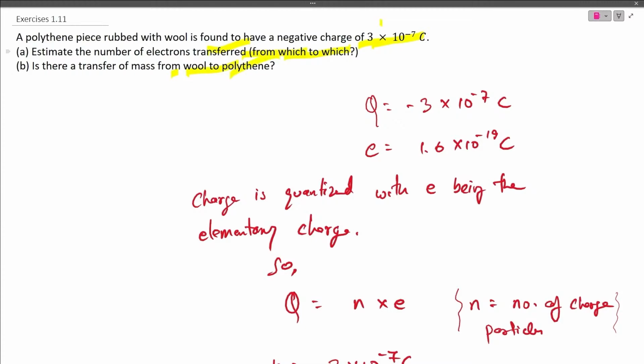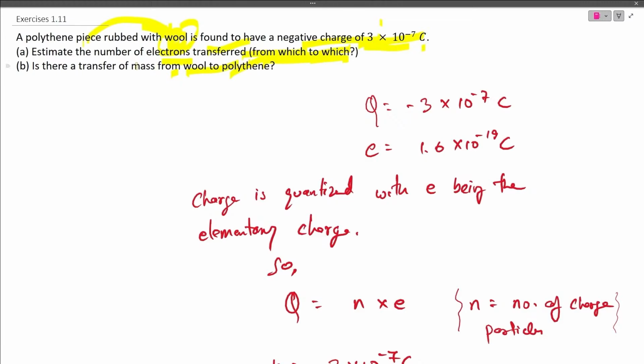So we see that when polythene piece was rubbed with wool, it gained negative charge, that is the electrons from wool transferred to the polythene piece. So this part of the question is: estimate the number of electrons transferred from which to which. We already know that if polythene becomes negatively charged, then the wool must lose those electrons to give polythene the extra electrons, thus it became negatively charged with the magnitude of 3 × 10^-7 coulomb.